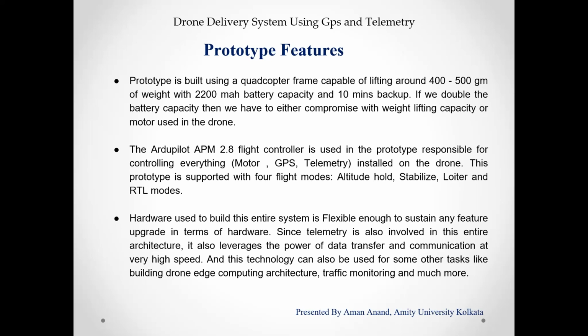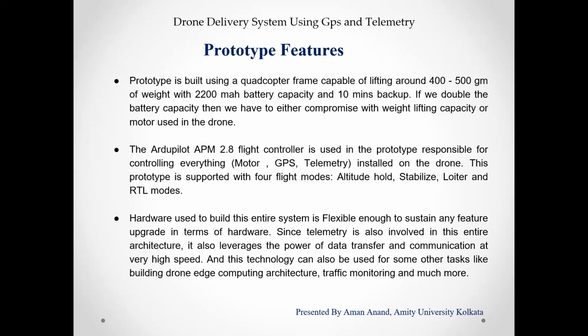features like altitude hold, stabilize, loiter, and RTL mode. Altitude hold is basically that it can hold its position in the air. So once the drone receives the order, it automatically goes to 20 meters height so that it will not hit any of the buildings in the locality. And then it will go to stabilize mode where it can fly and go to the delivery location. And RTL mode is basically helping the drone to come back to the landing position.